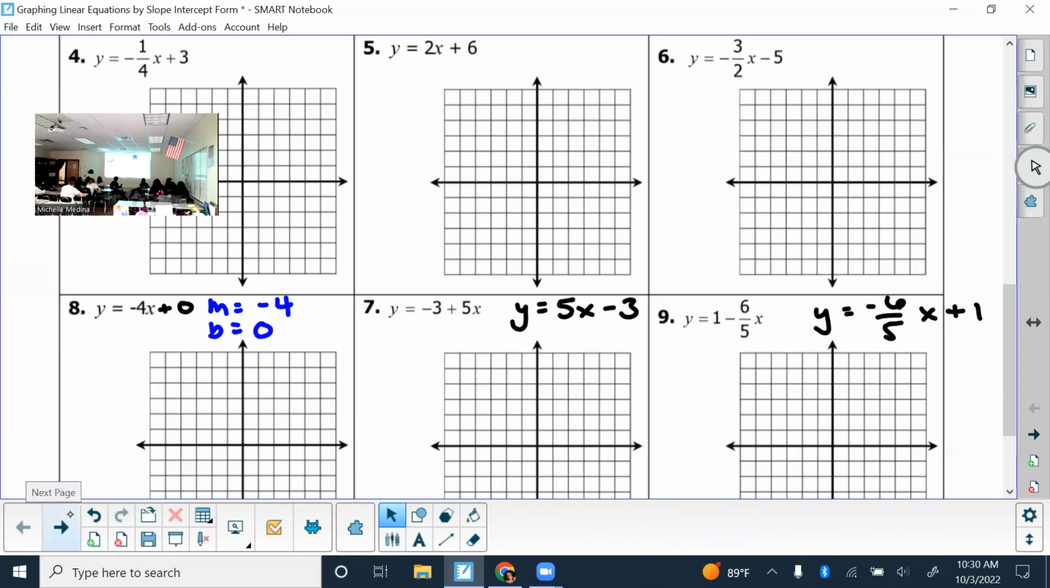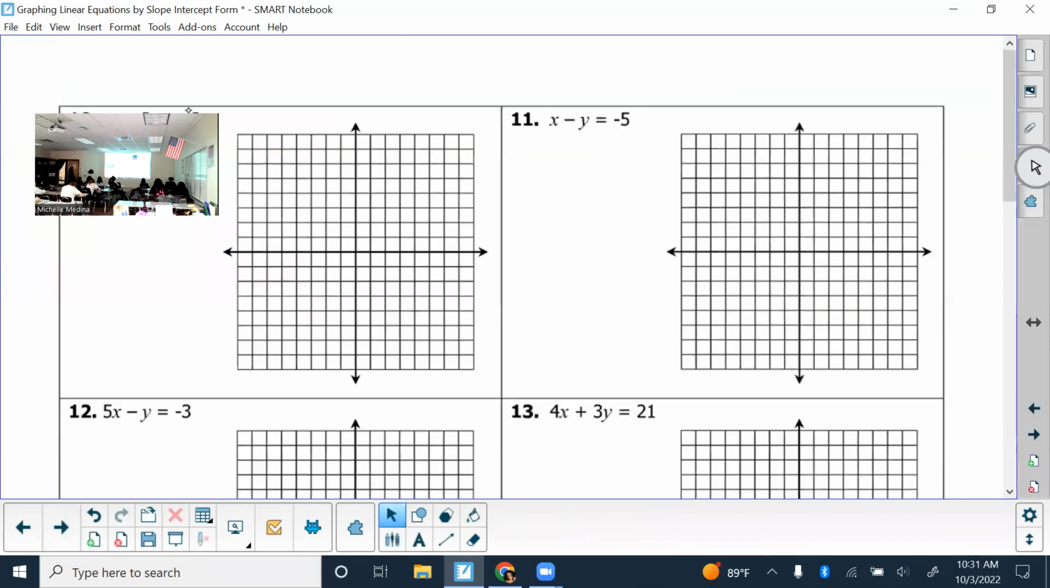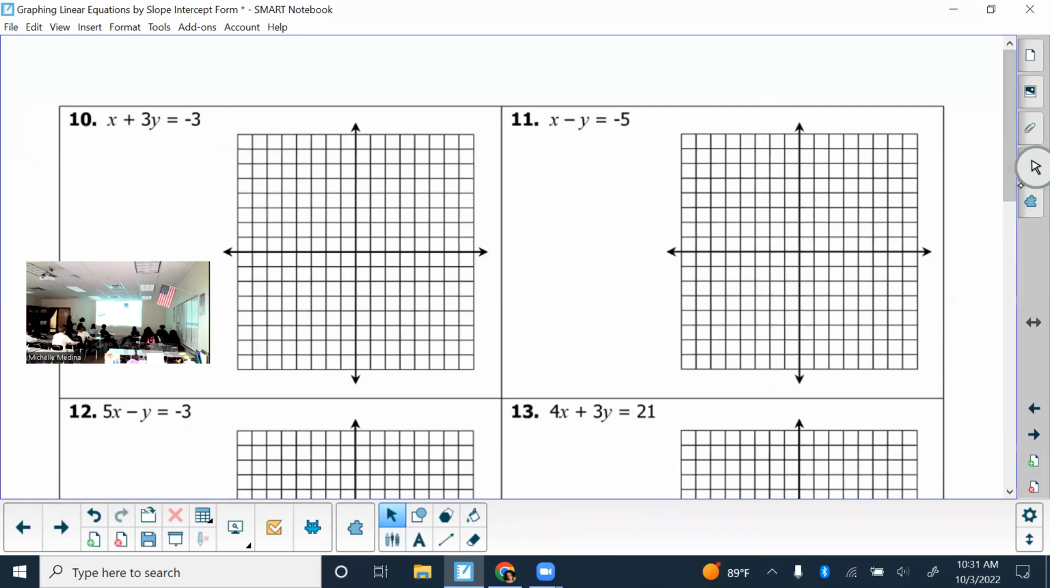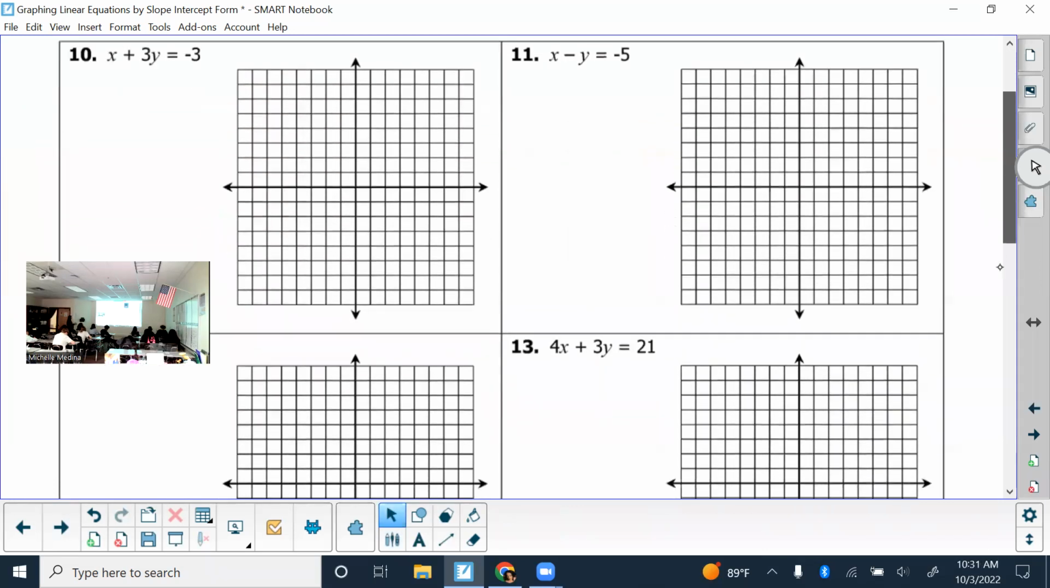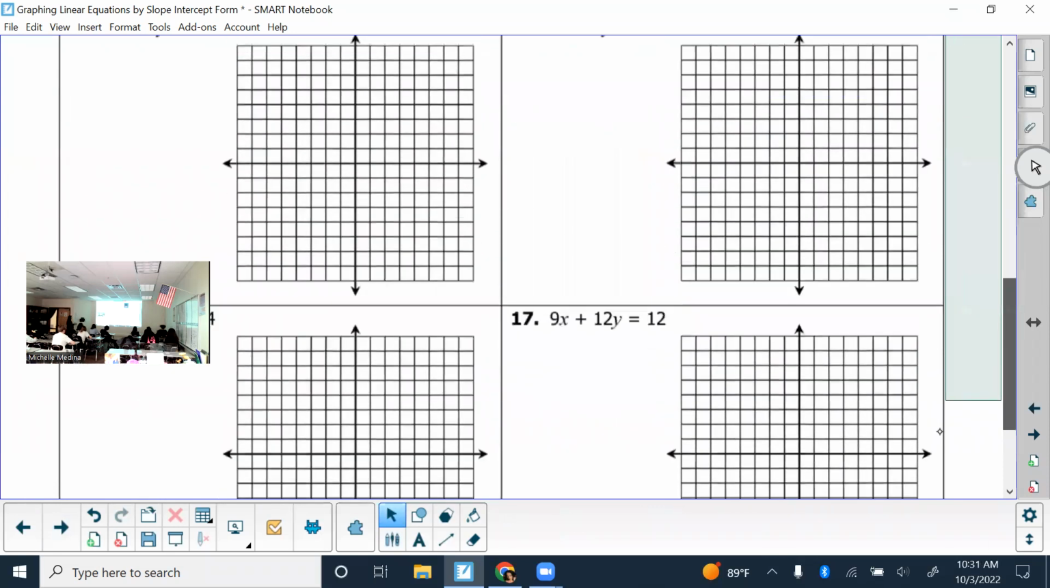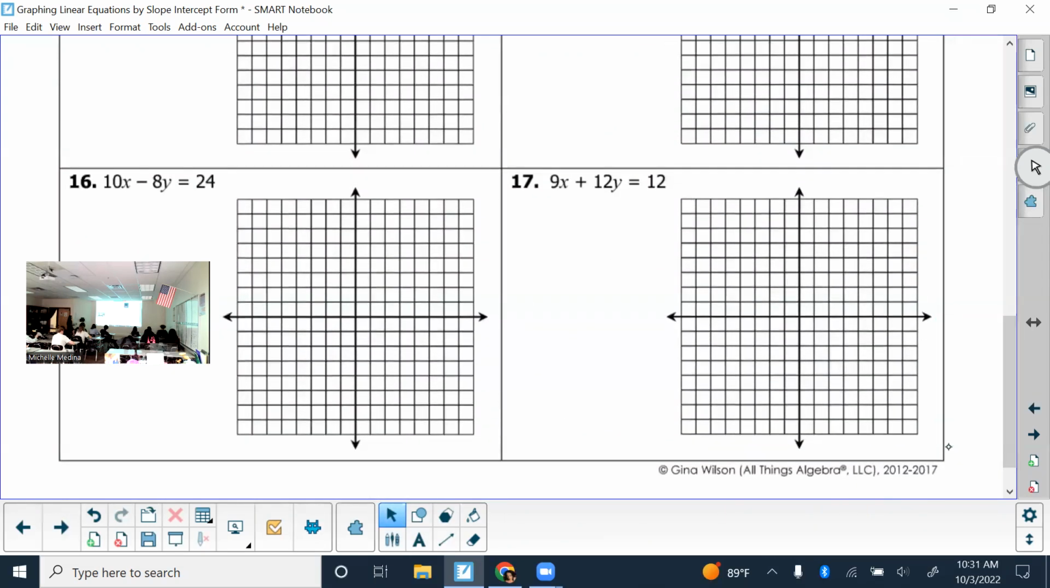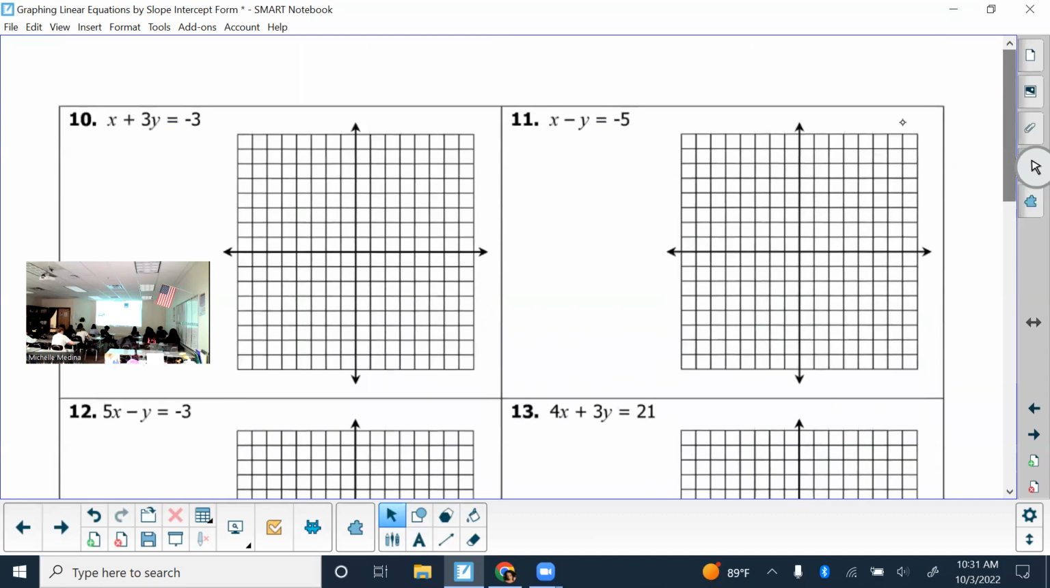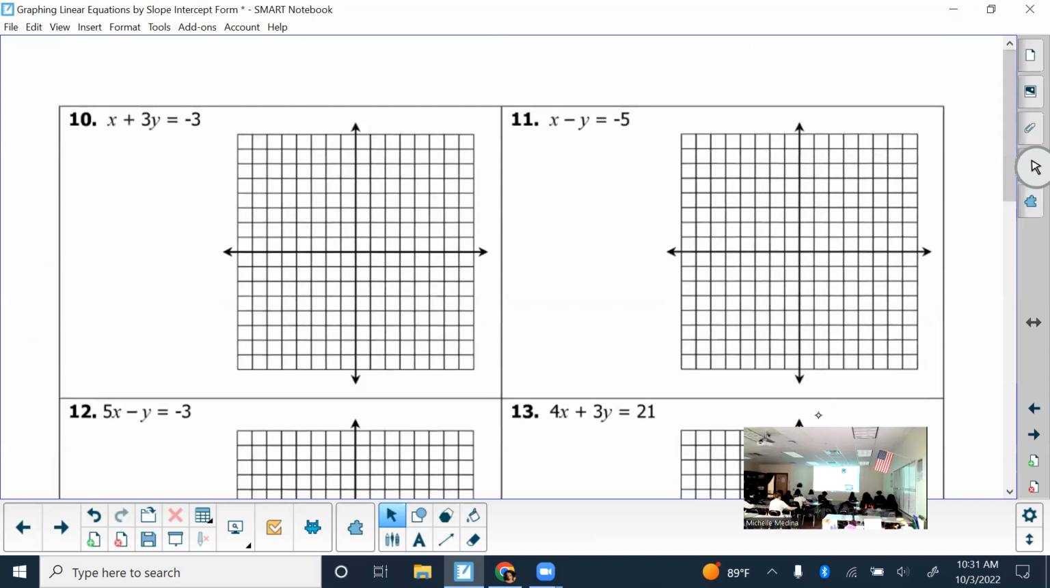Okay. Let's look on the back, see if those are in slope-intercept form. So 10 through 17. So all the problems on the back, are any of them in slope-intercept form? What form are they in? Can you remember? Or you can tell me the formula for what form these are actually in?